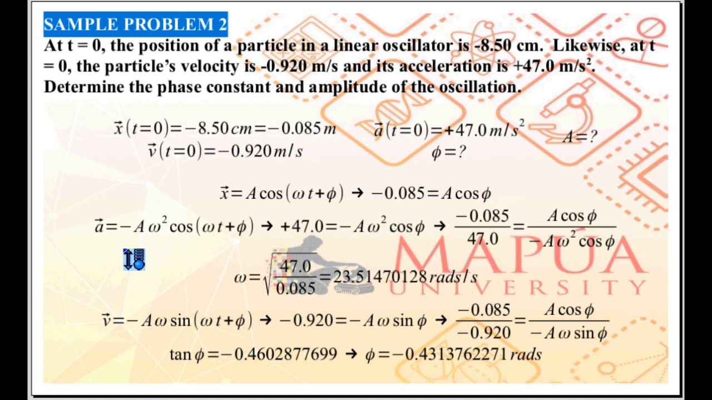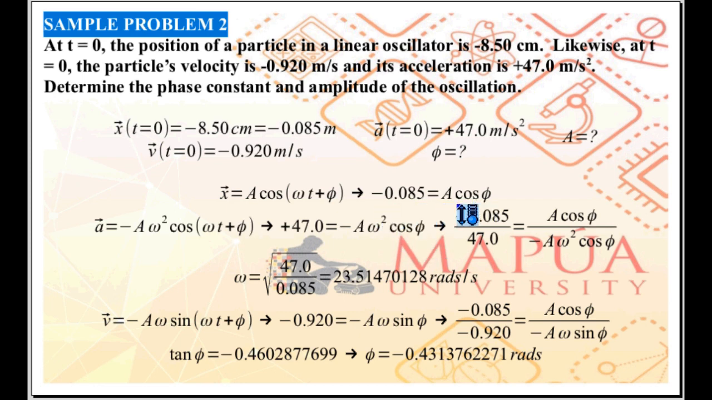We do the same thing for the acceleration function. The acceleration function is negative A omega squared cosine of omega t plus phi. We set t is equal to 0, which means a will just be equal to a at t is equal to 0, positive 47 meters per second squared, and omega t will be equal to 0 because t is equal to 0, giving us negative A omega squared cosine phi.